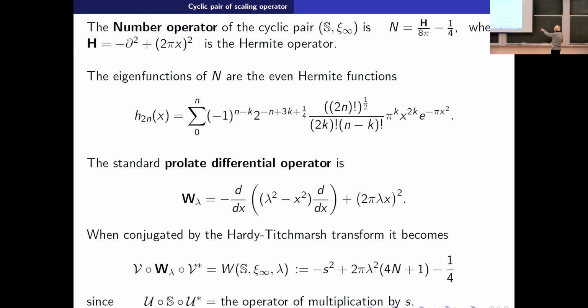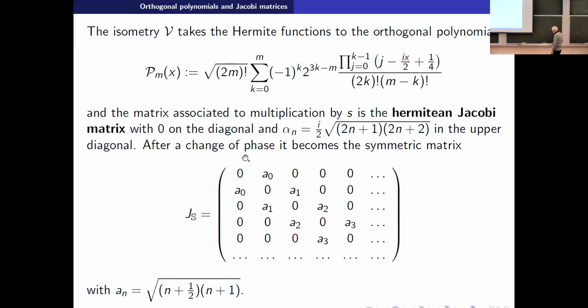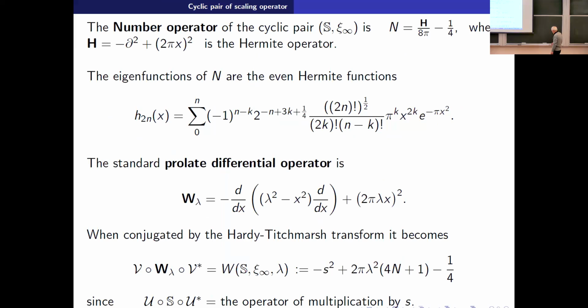Now, if you just look at lambda squared times d by dx, you get minus lambda squared d by dx squared plus 4 pi squared lambda squared x squared. That's the Hermite operator. So you see why, well, in fact, there will be something else coming in. So you'll get the Hermite operator minus 1/4.